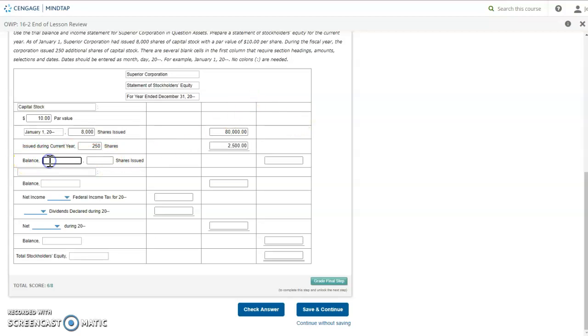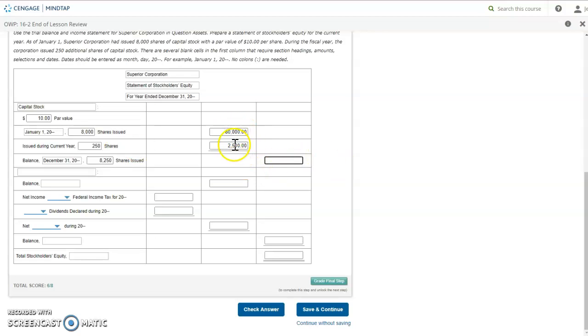Okay, now we need to put balance, and this is going to be the end of the year balance. So we are going to put December 31st of 20 dash dash. We need to fill in then how many shares were issued on December 31st. To get this number here, we're going to add our two amounts. So our beginning was 8,000. We issued 250 during the year, so we now have 8,250.